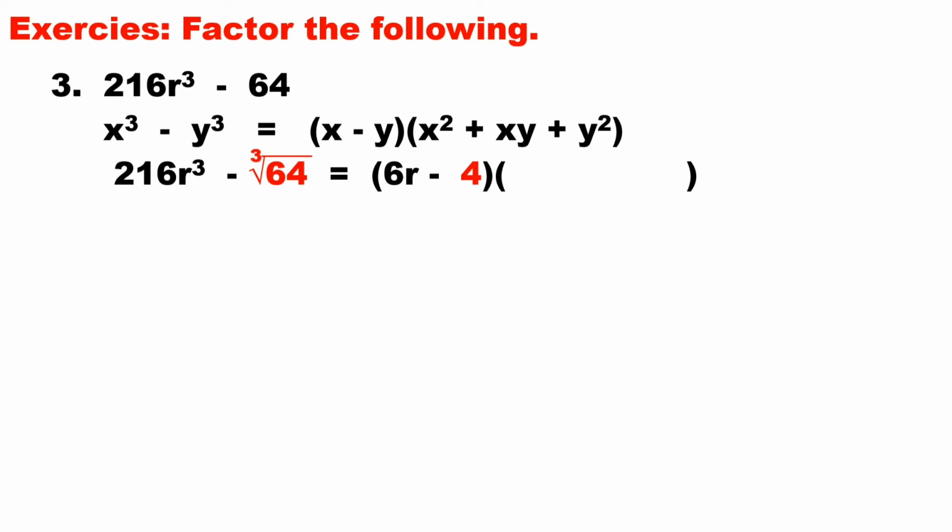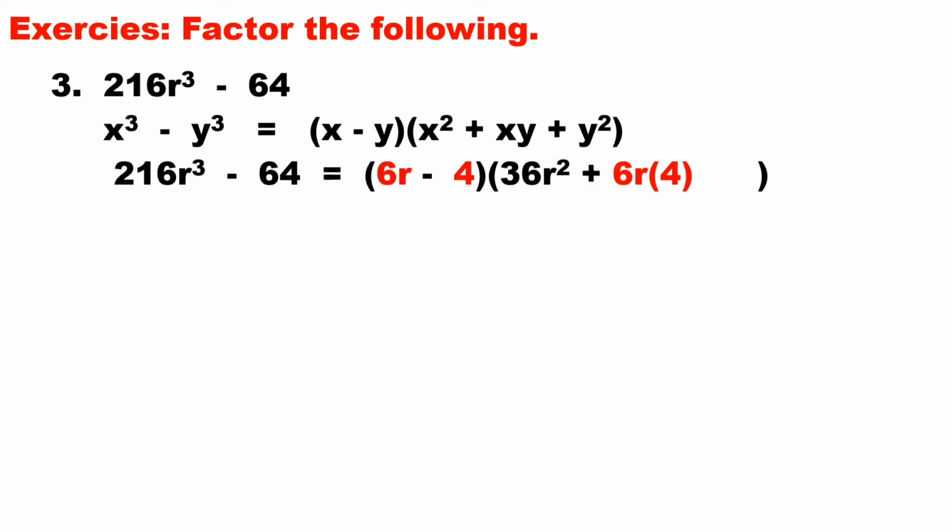To get its trinomial factor, square 6r equals 36r squared. Multiply 6r and 4 equals 24r. Square 4 equals 16. Therefore, the factors of 216r cubed minus 64 equals quantity 6r minus 4, quantity 36r squared plus 24r plus 16.